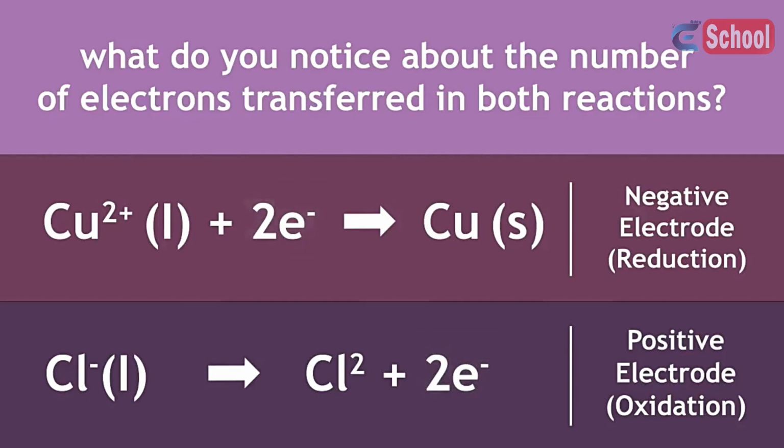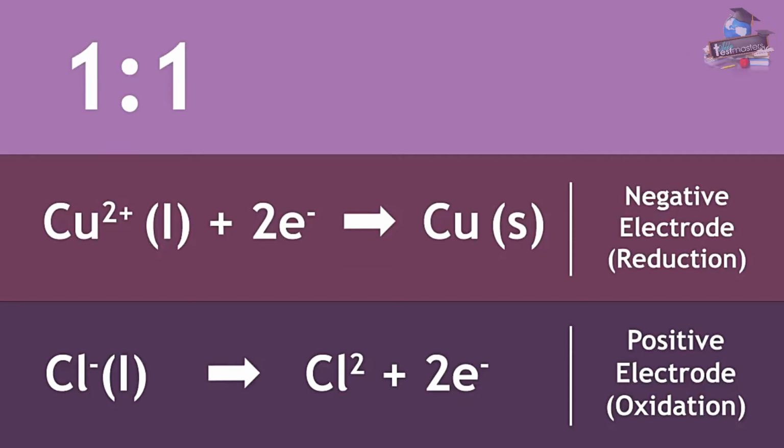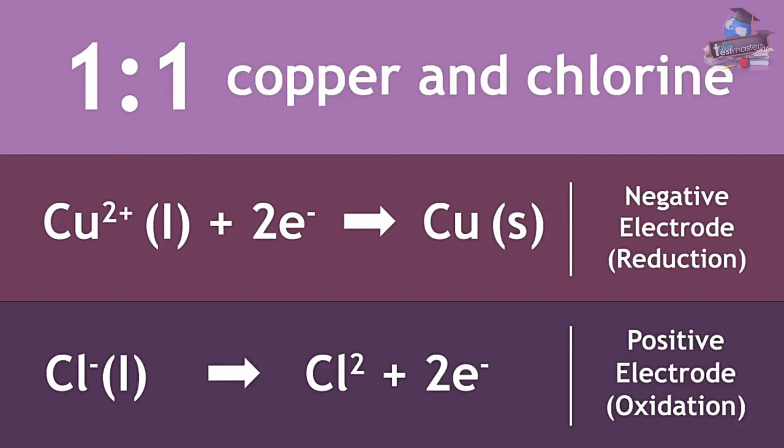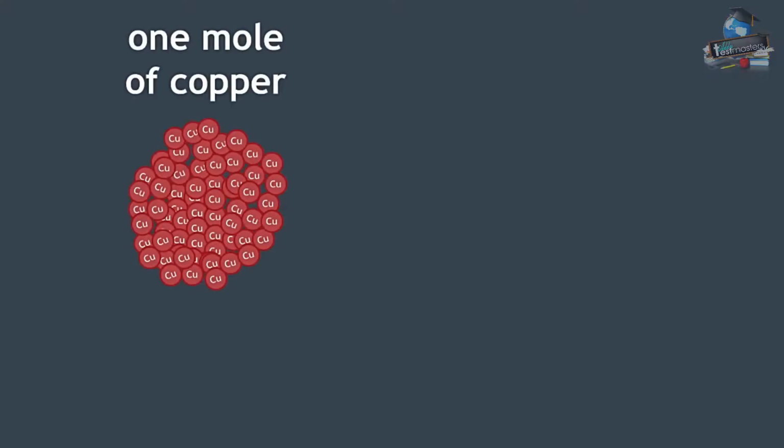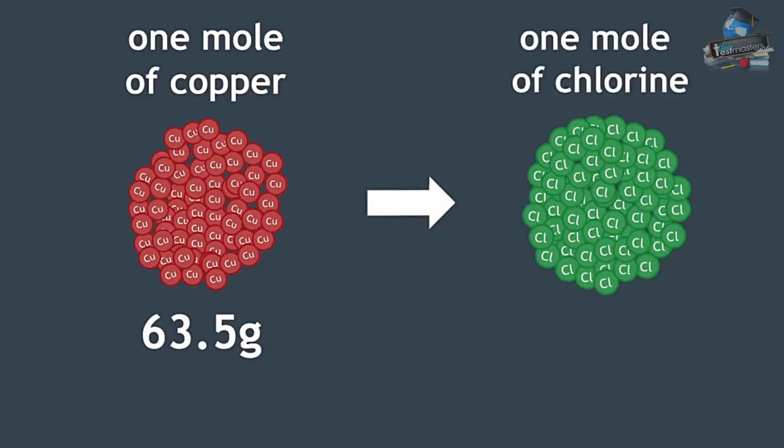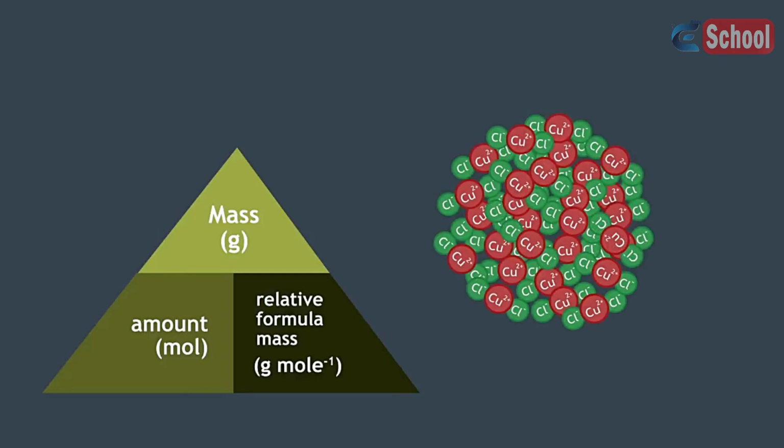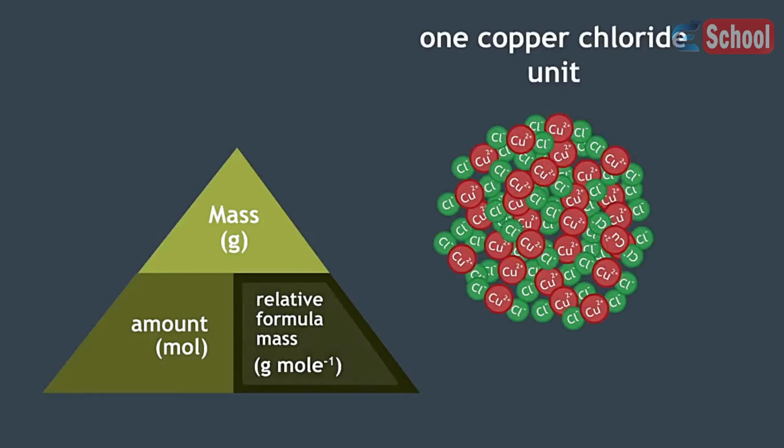As a result, there is a 1-to-1 ratio between the copper and the chlorine gas. So for every 1 mole of copper produced, which is 63.5 grams, it produces 1 mole of chlorine gas, which can be thought of as either 24 decimeter cubed or 71 grams. Also, when these masses are combined, this represents the formula mass of 1 copper chloride unit at 134 grams.